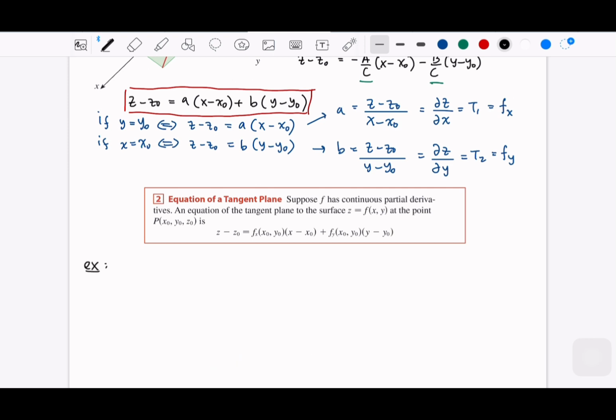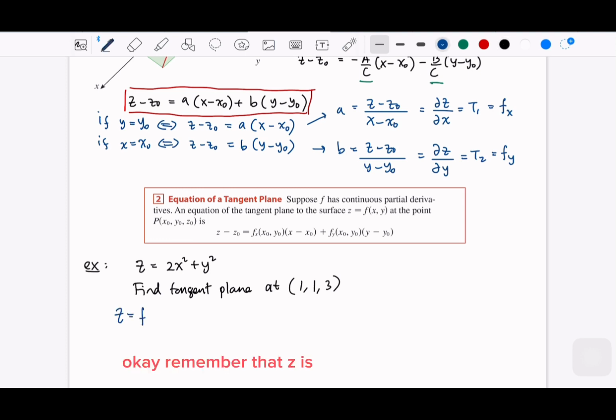So suppose that we have a z function. And then we have a point, find the tangent plane at the point 1, 1, 3. Okay, remember that z is in terms of a function of x, y. And this is, if you remember, the paraboloid, right? Paraboloid.